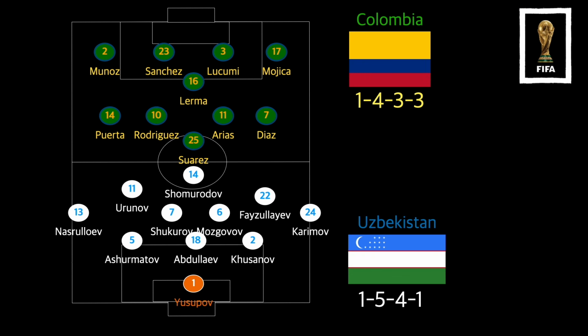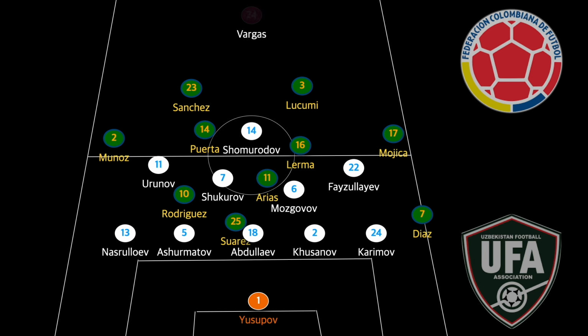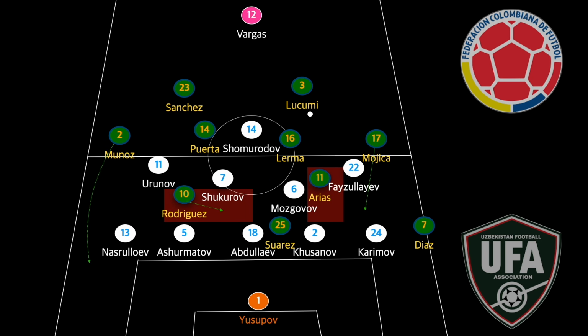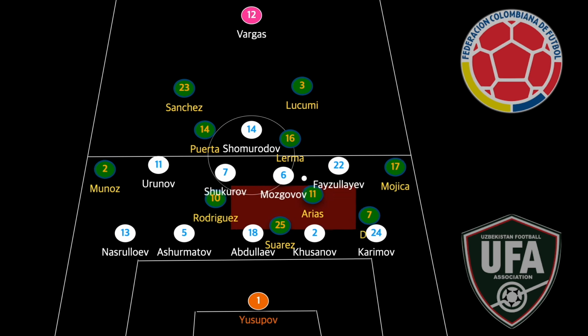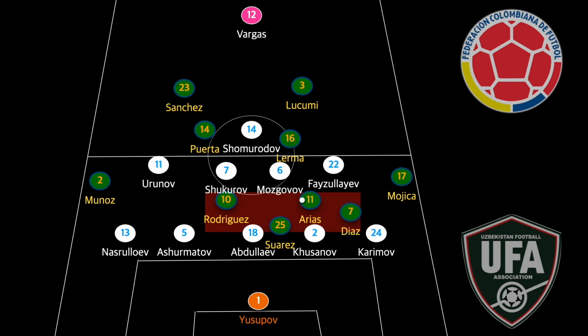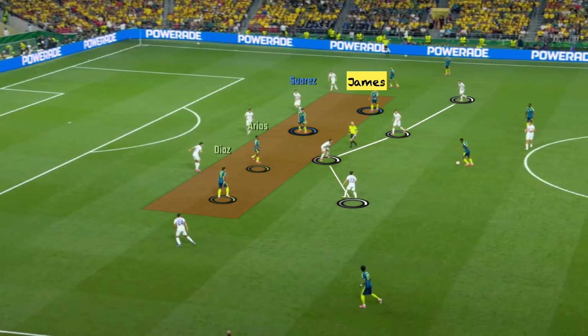Colombia's structure was forceful and highly fluid in build-up, with constant rotation and positional interchange, elite level. A 2-4-4. Colombia's intention is to create an overload in the half space to exploit the space behind Uzbekistan's midline. James, Suarez, Arias, and Díaz form the front four to hit between the lines of Uzbekistan's midfield.